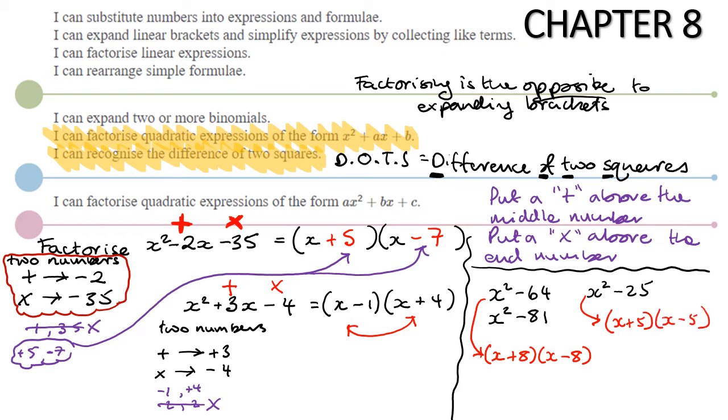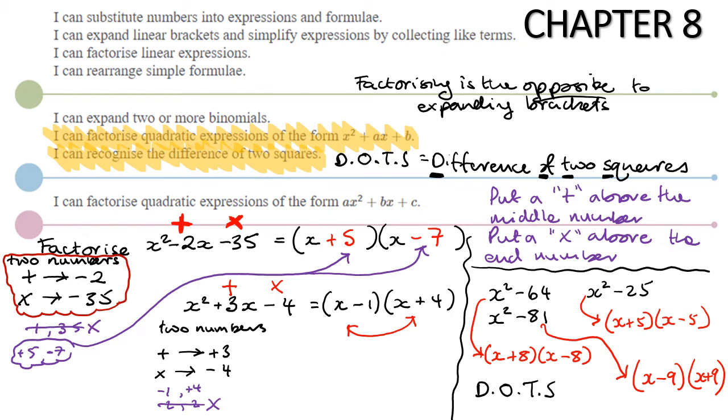Again, notice that the 25 is a square number, and 5 is the square root of 25, and this one will just be x minus 9, x plus 9. So notice these are all the same. So if you see that pattern, then this is the method you use. So this is the difference of two squares.